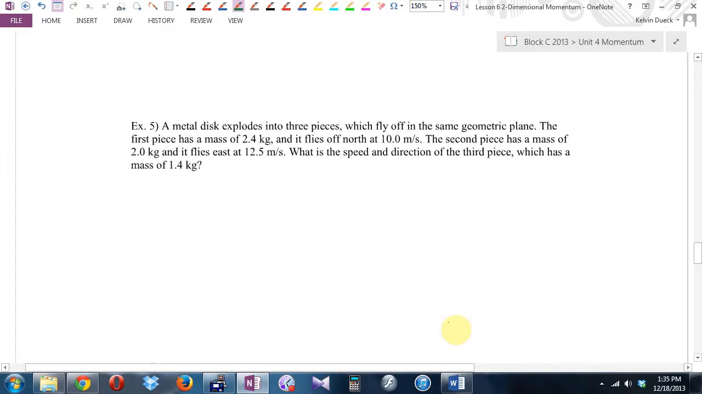Example 5. A metal disc explodes, boom, into 3 pieces, which fly off on the same geometric plane. What that's saying is they fly off on a flat surface because we don't want to go 3-dimensional. We're just handling 2-dimensional right now. The first piece has a mass of 2.4 and flies off north at 10 meters per second. The second piece has a mass of 2.0, and it flies east at 12.5. What is the speed and direction of the third piece, which has a mass of 1.4 kilograms?